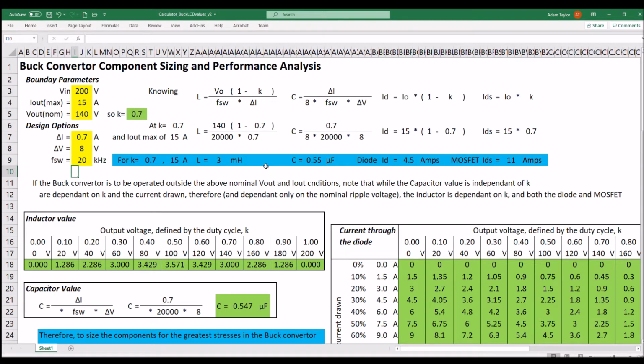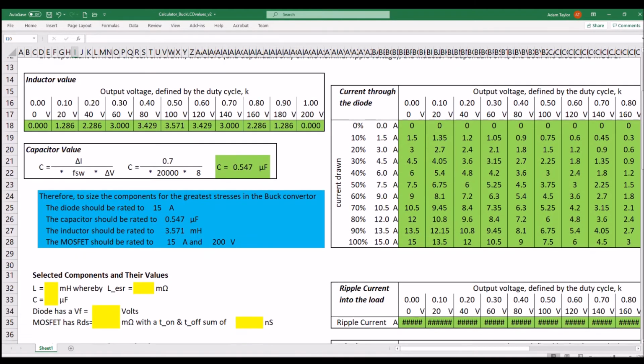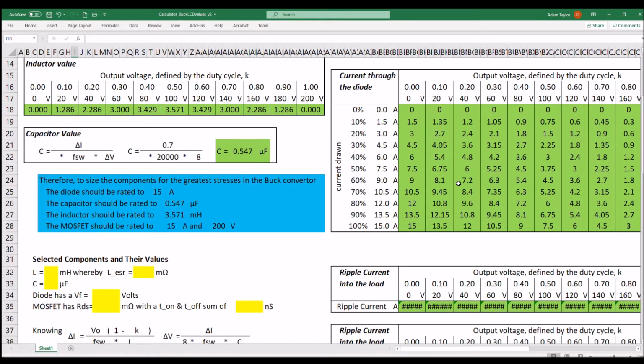To specify the size of the components, we've got our value of our inductor here and our value of capacitance here. Under this given condition, for a duty cycle of 0.7 and a maximum current of 15 amps, that's what we would need. What we would do is we would always specify our values down here to be the worst case.